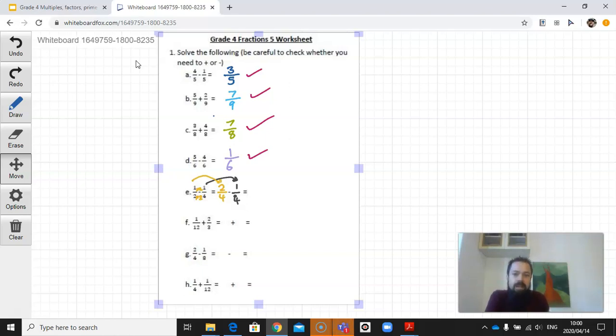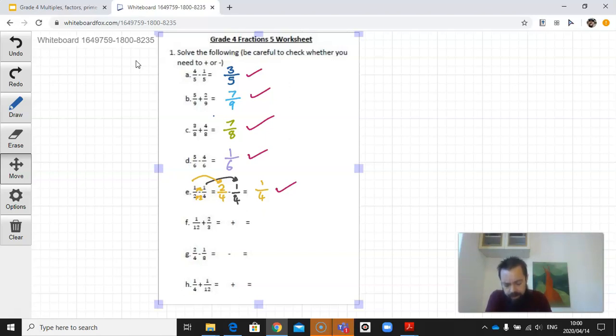Now that my denominators are the same, I can subtract them. The denominator stays the same. 2 minus 1 is 1, so my answer is 1/4. If denominators are different, before I do anything, I need to change them to be the same.